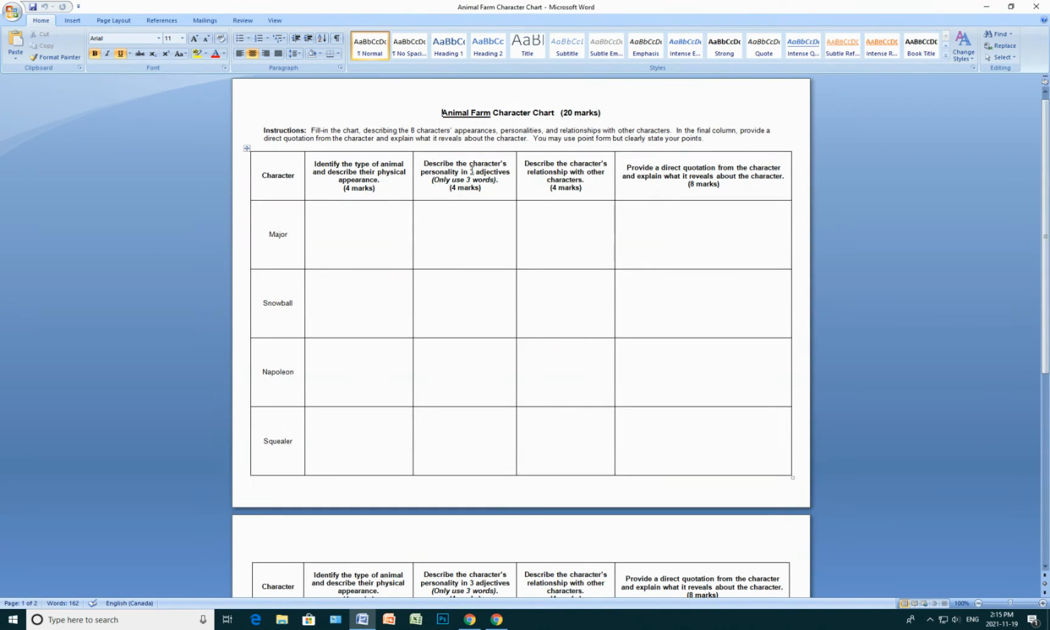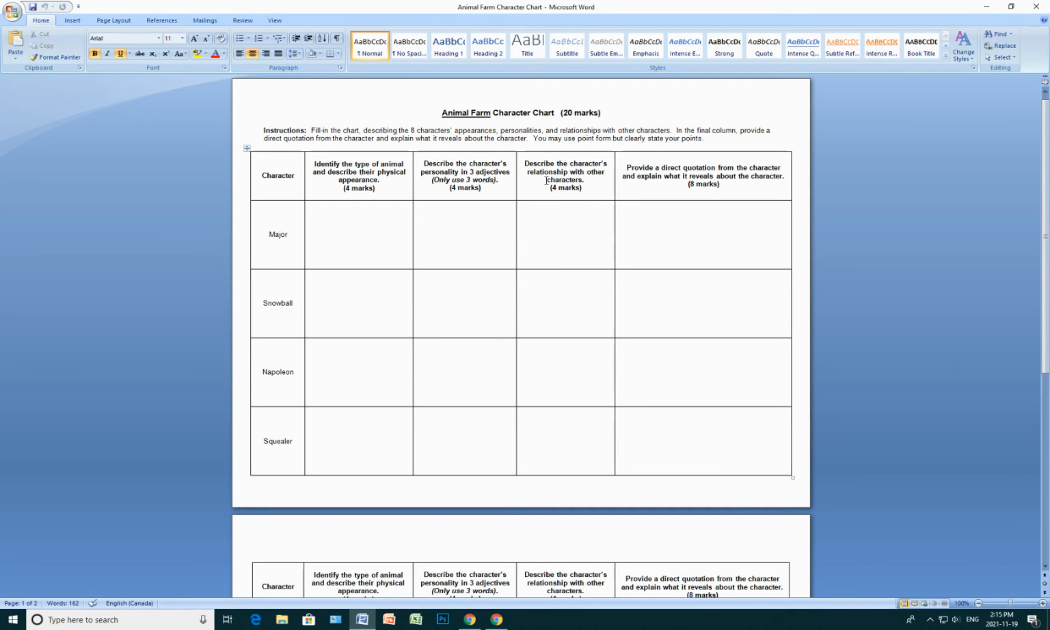In the second column, you're going to describe each of the characters' personalities in 3 adjectives. So there should only be 3 words in each of these boxes. See if you can condense your description of each character to 3 words.